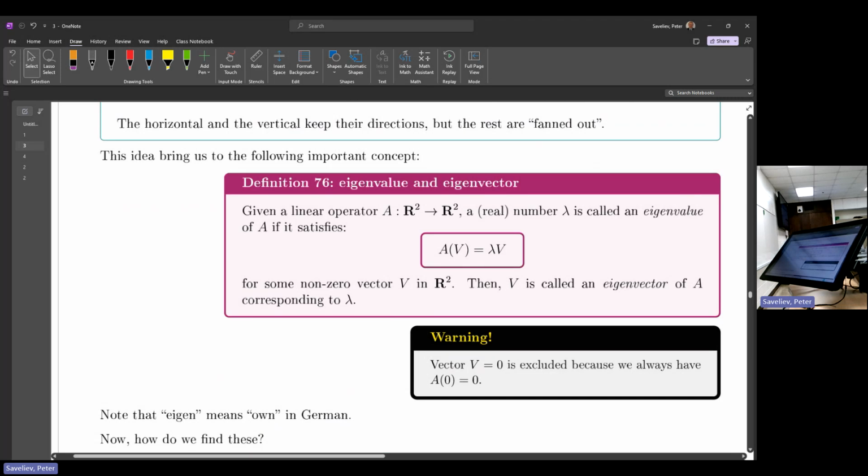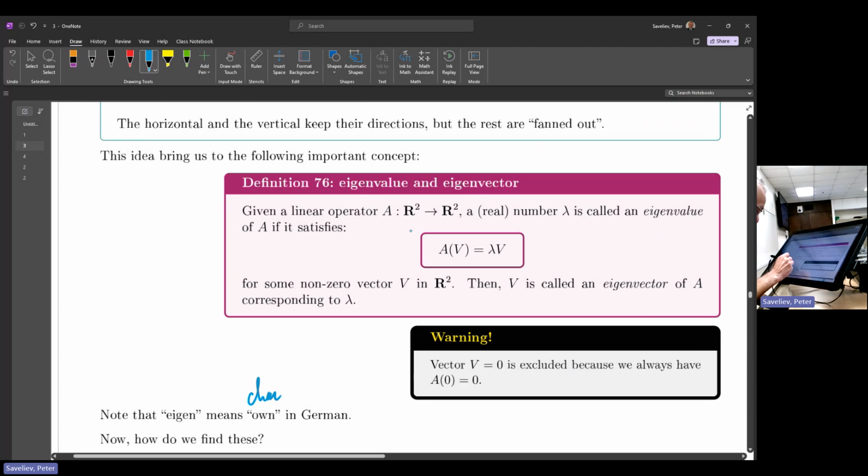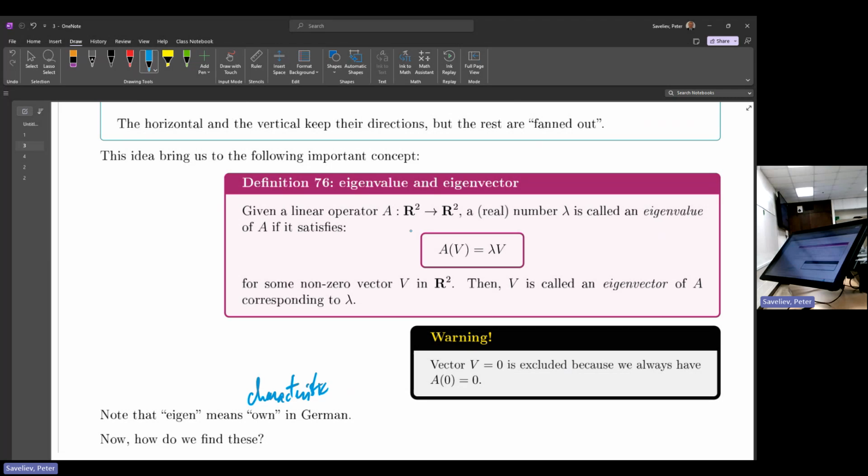Eigen means own in German. Okay. Own or characteristic, which is pretty much the same in that sense. So I don't know any German, but that's at least how it is translated. So it is something inside of the operator that behaves in a very specific way, in a manner that is really, really simple. So well, the operator behaves in some very complex way, possibly, but there are certain directions along which nothing special is happening.